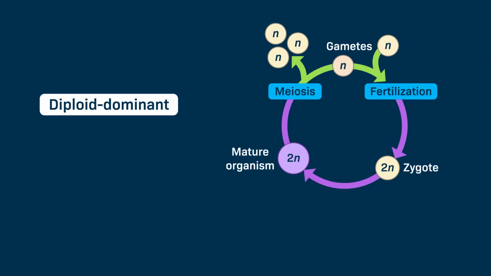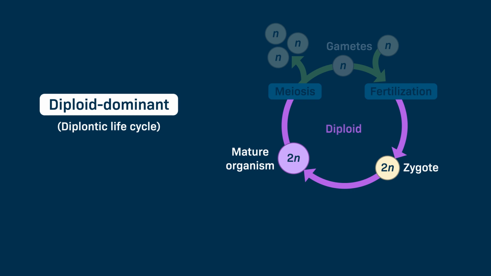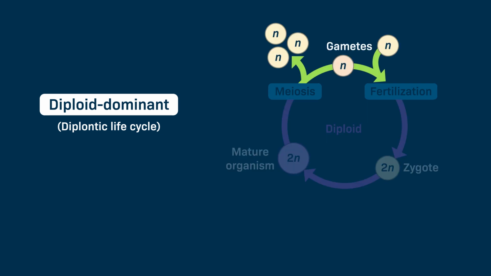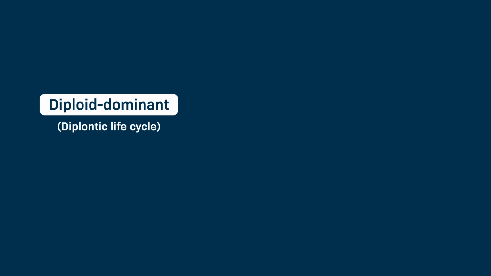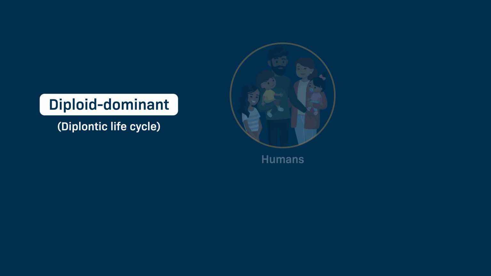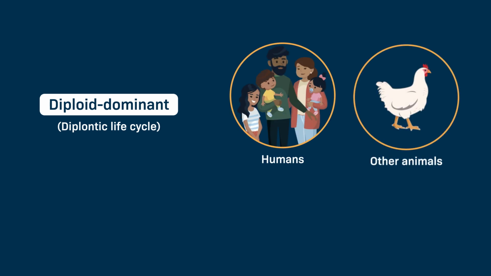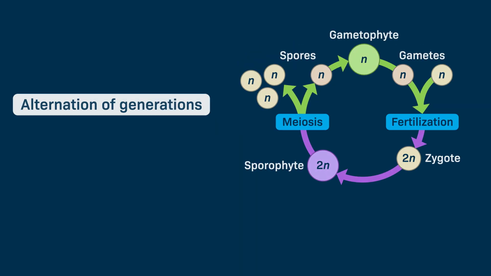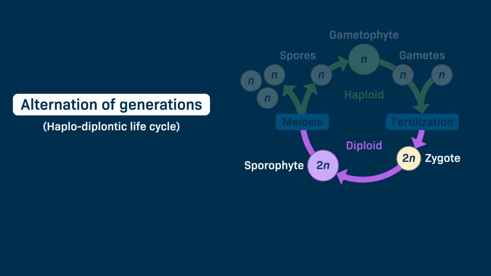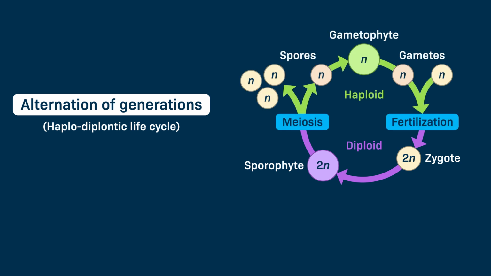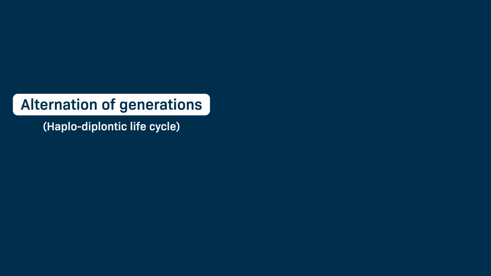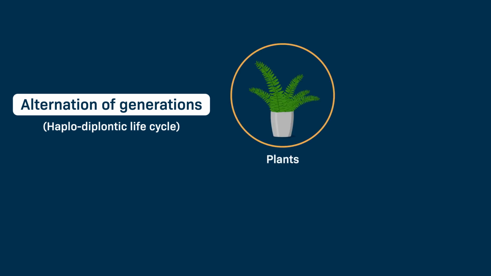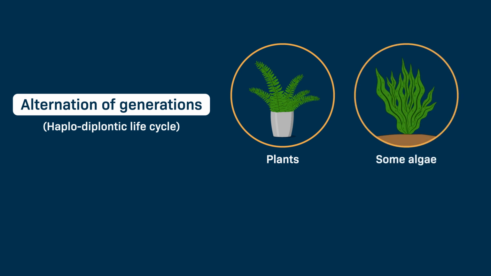In a diploid-dominant, also called diplontic life cycle, all life stages are diploid except for the gametes, which are haploid. Examples of organisms that have this kind of life cycle include humans and most other animals. In an alternation of generations, also called haplo-diplontic life cycle, both haploid and diploid stages occur to varying degrees depending on the species. Examples of organisms that have this kind of life cycle include all plants and some algae.